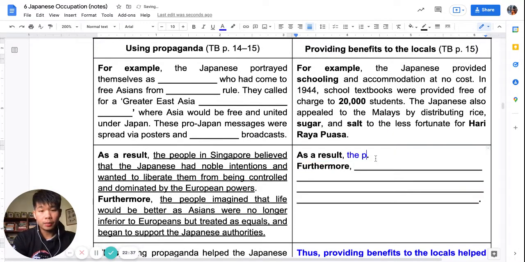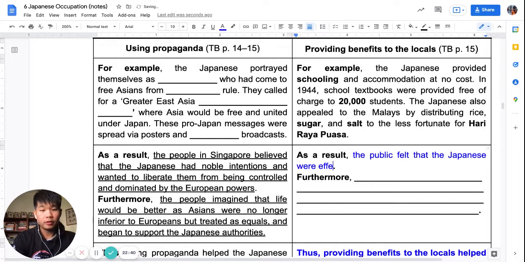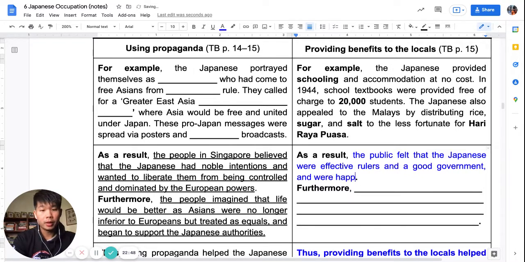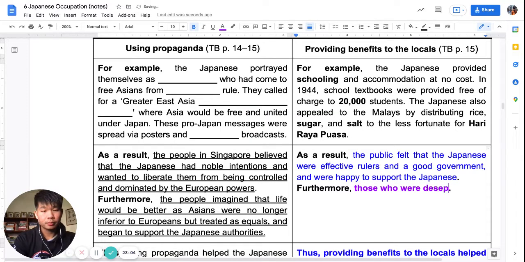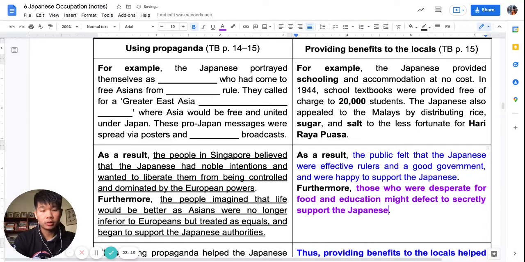with all these benefits, the public felt that the Japanese were effective rulers and a good government, and were happy to support the Japanese, which increased their control over Singapore. Another reason, potentially, furthermore, those who were desperate for food and education might defect to secretly support the Japanese, such as by spying for them, which increased Japanese power over the country.